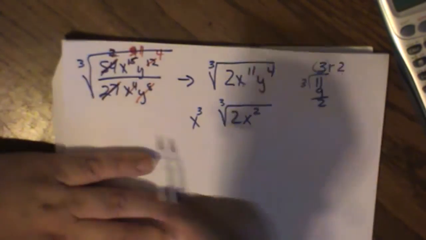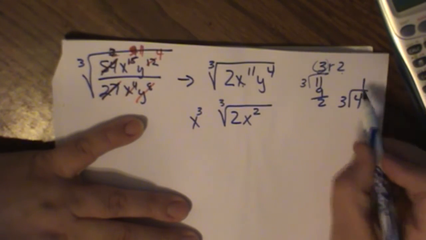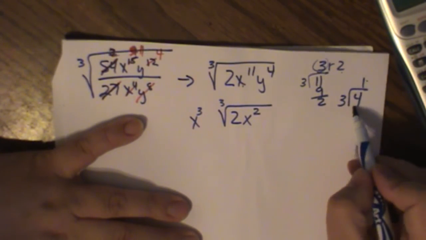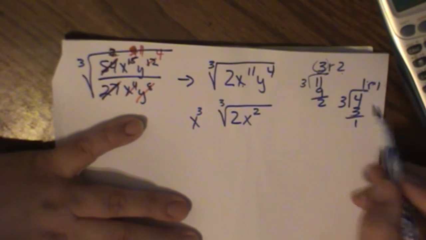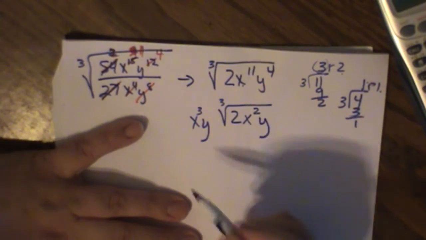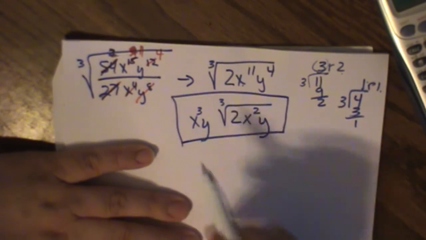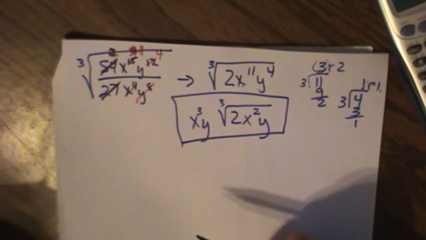Now let's do our y. We have 4 of them. Divide by 3 gives, we have 1 times 3 is 3 with a remainder of 1. So 1 y comes out and 1 stays in. So there you go. Here's our answer, because there's nothing to reduce afterwards.